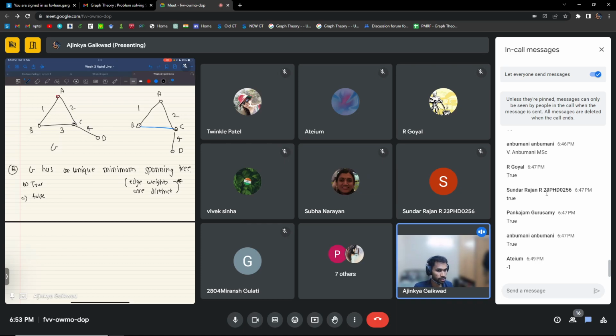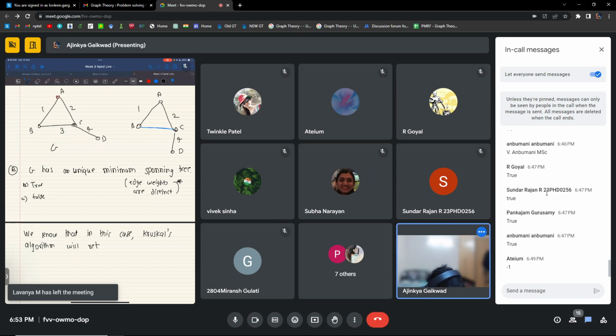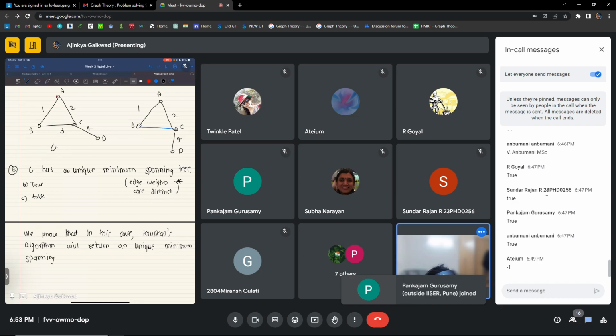Now what I will prove is the following. We know that in this case Kruskal's algorithm will return a unique minimum spanning tree T. So let's assume that Kruskal's algorithm returned me a minimum spanning tree T.